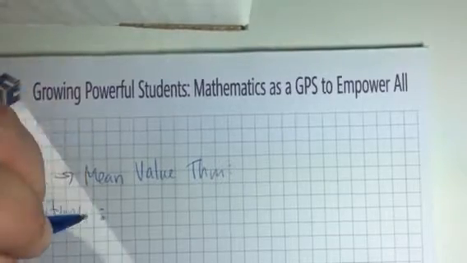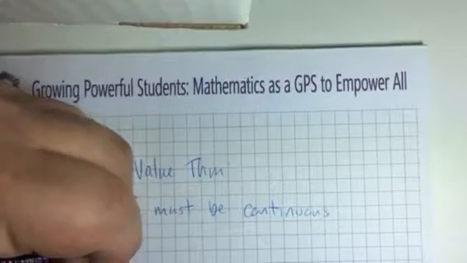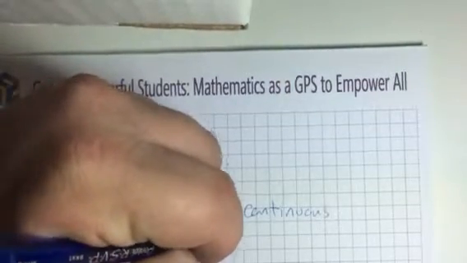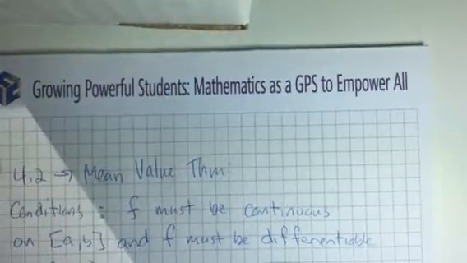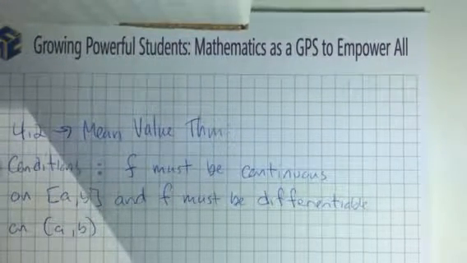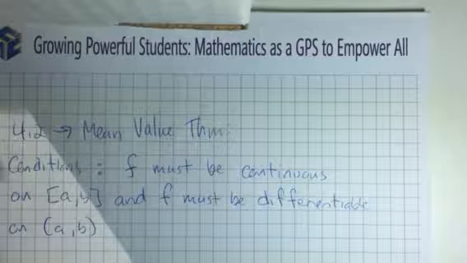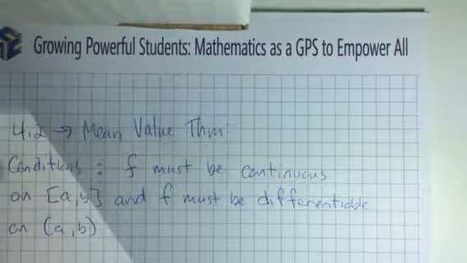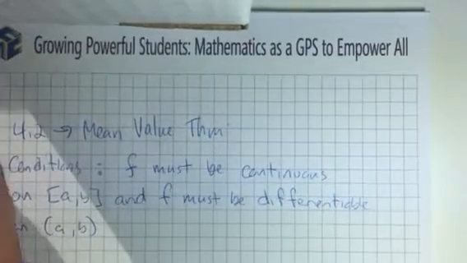So in order for us to use the mean value theorem, f must be continuous on the closed interval between a and b, and f must be differentiable on the open interval between a and b. So not only does f have to be continuous this time, f also has to be differentiable. Well, what does the mean value theorem say? The mean value theorem says that if both of these ideas are true, that the function is continuous and differentiable, then the following must happen.